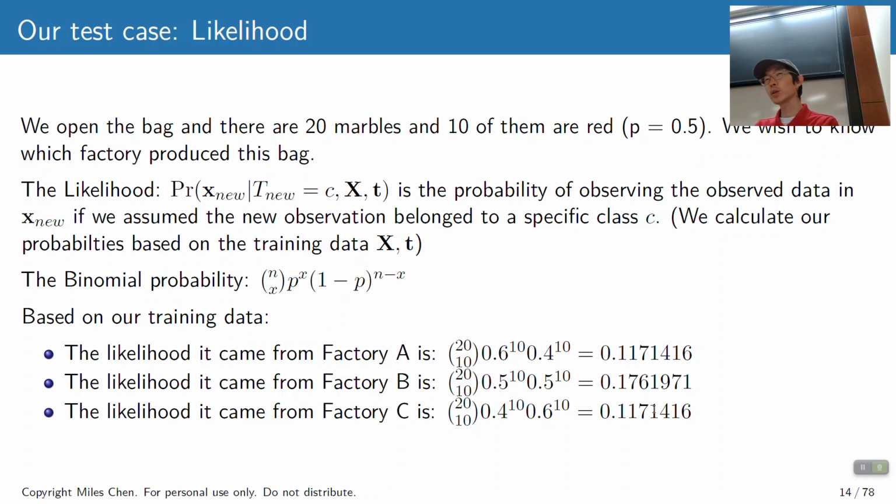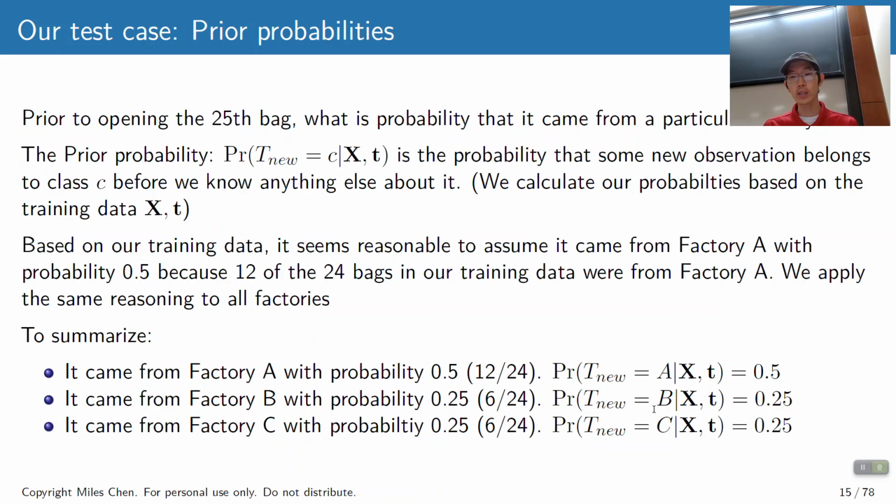So before I open the data, if you just had to guess which factory it came from, then before you opened up the bag, you would have said, well, based on what I see in our training data, I would give it a 50% chance that it came from factory A, a 25% chance that it came from factory B, and a 25% chance it came from factory C. Okay, so that's going to be our prior probabilities.